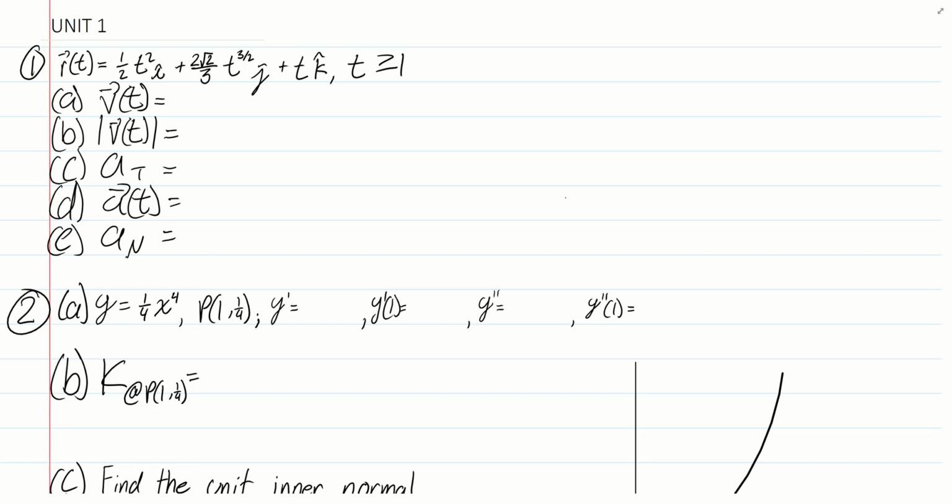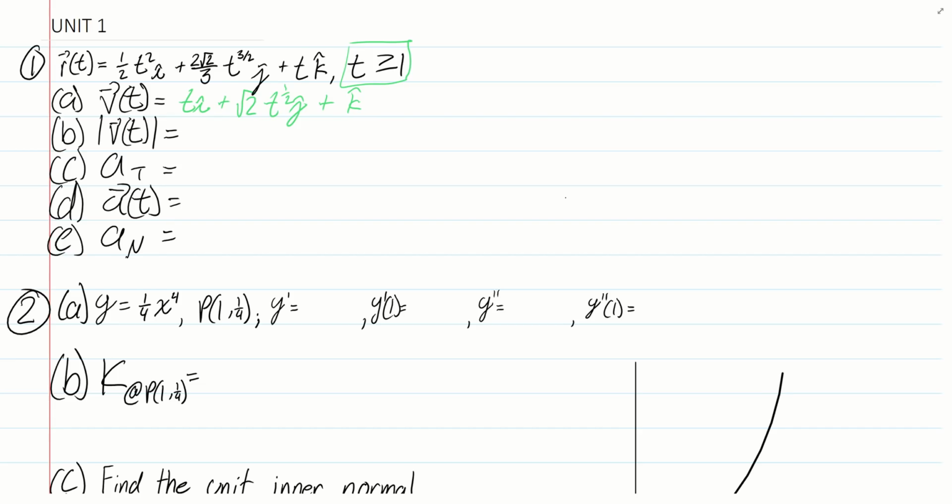So v of t is just a derivative of r of t, so it's going to be 2 times 1/2 t, so it's going to be t i plus 3 halves times 2 root 2 over 3, so it's going to become square root of 2 t to the 1/2 j plus k. And we don't need to write this down yet. We only need to write that down when we need it to justify a certain answer.